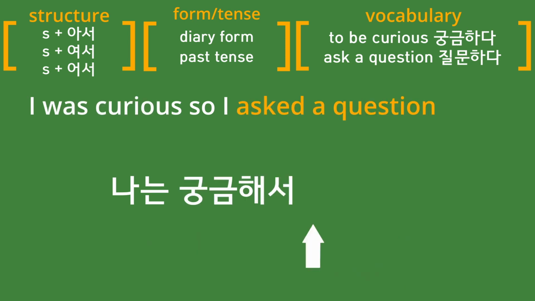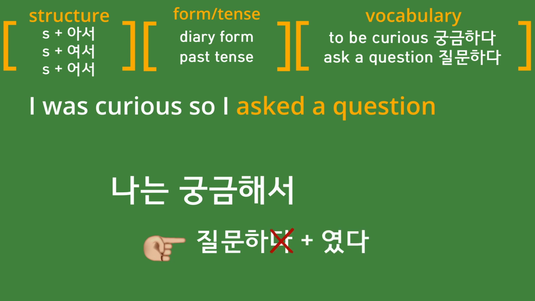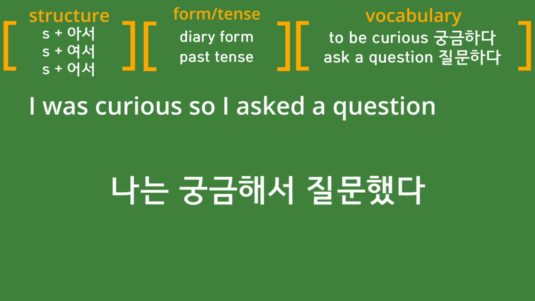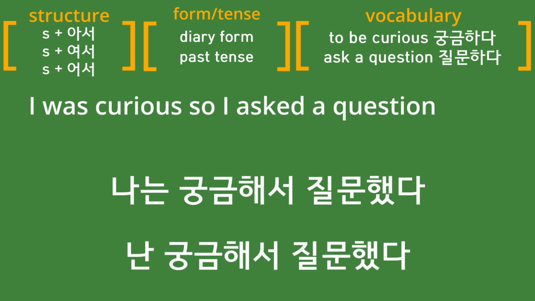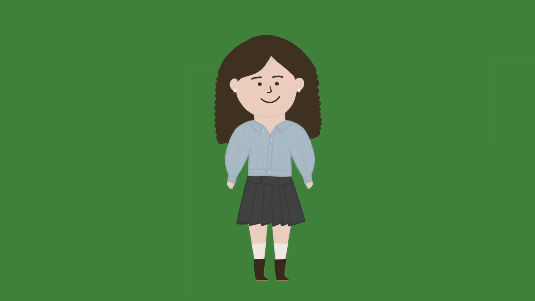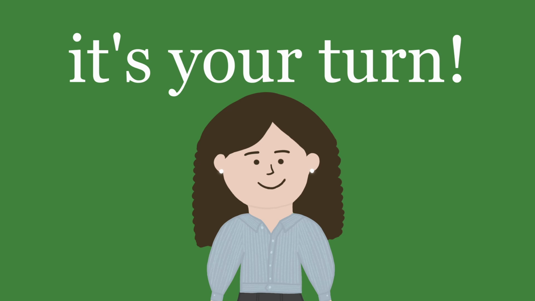Ask a question, 질문하다. Let's conjugate to the past tense in diary form. Remove 다, add 였다, 질문하였다. Shorten, 질문했다. 나는 궁금해서 질문했다. Koreans may say, 난 궁금해서 질문했다. 나는 can be shortened to 난. How was it? Doable?